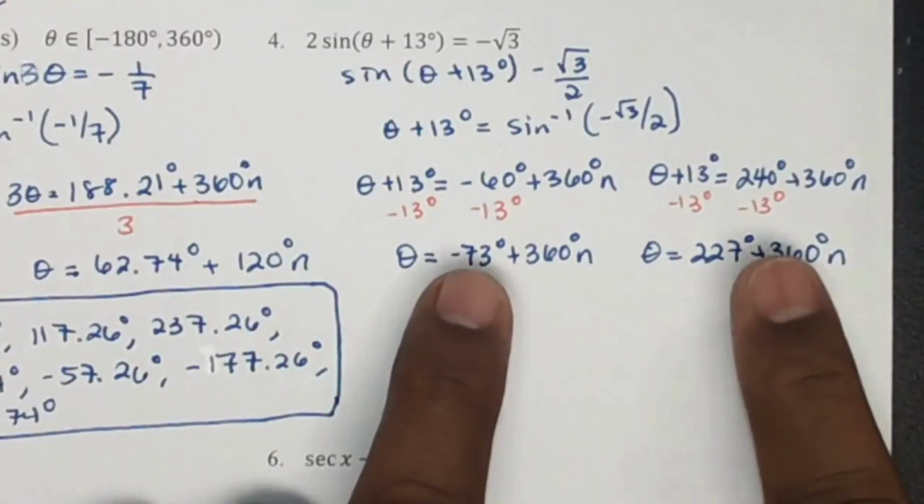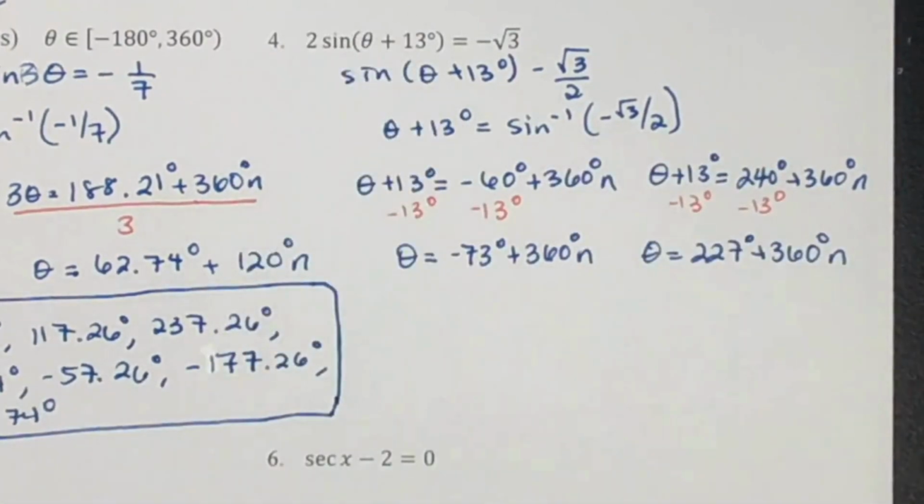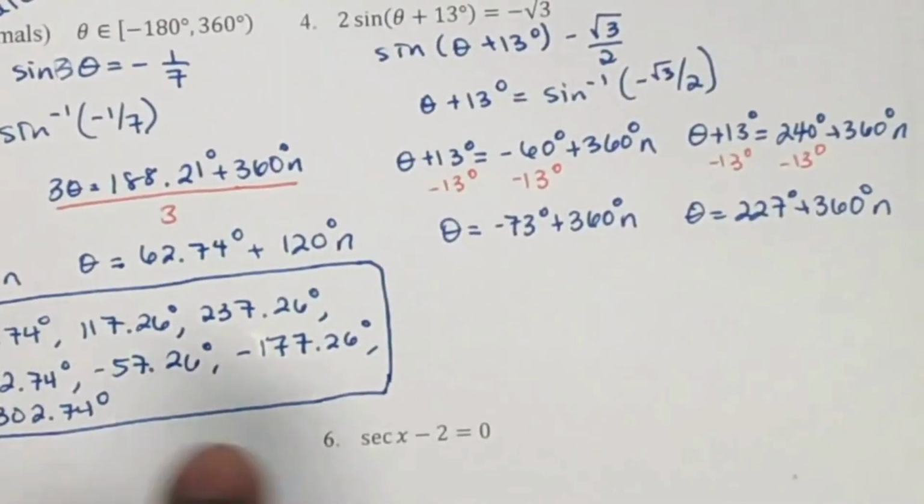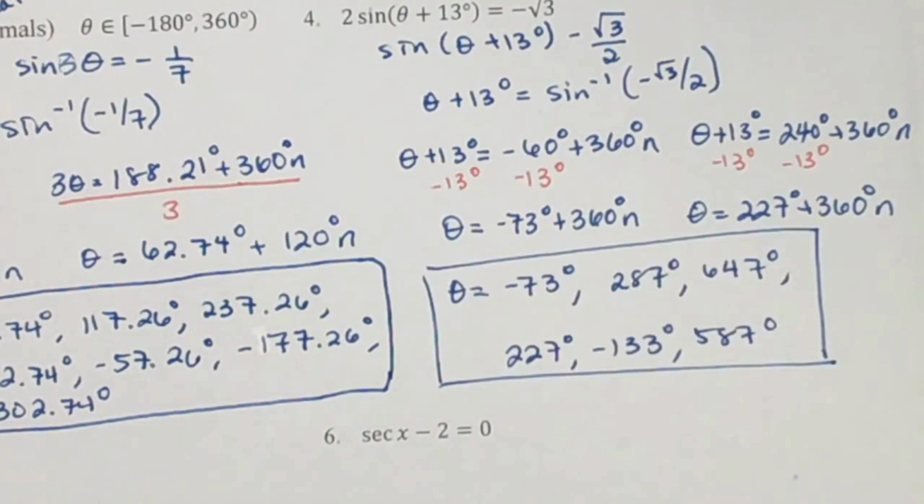So these are my two official general solutions of theta for this equation. Now, understand there might be times where this is on a non-calculator part of a quiz or test. This was on a calculator part. So you should be able to add and subtract 360 from here to get our six answers for this range as well as equation. So we end up getting these.